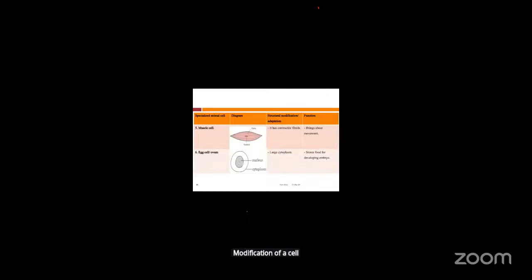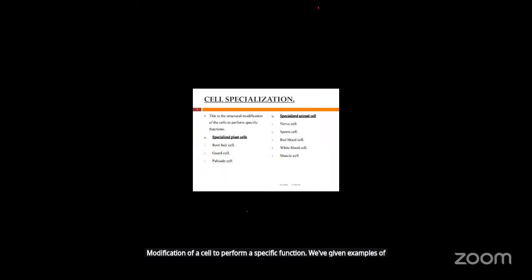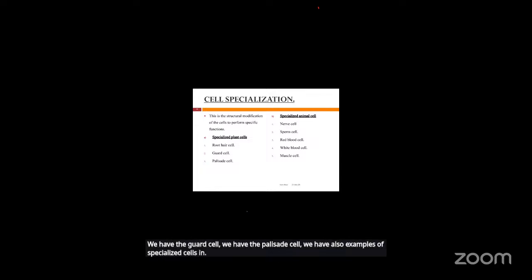Specialization is the modification of a cell to perform a specific function. We've given examples of specialized cells in plants, that is root hair cells, the guard cell, and the palisade cell. We also have examples of specialized cells in animals, that is the nerve cell, sperm cell, red blood cells, white blood cells, and muscle cells.